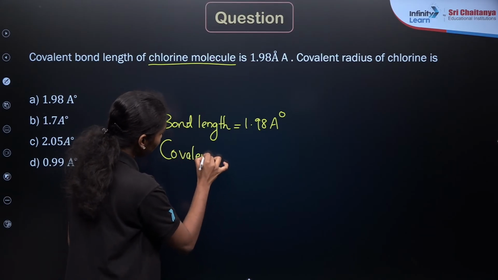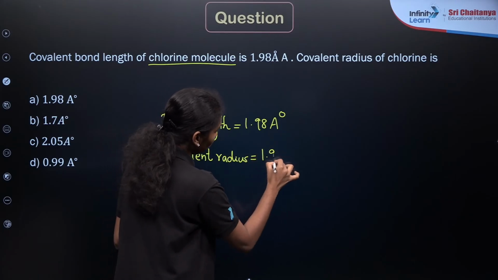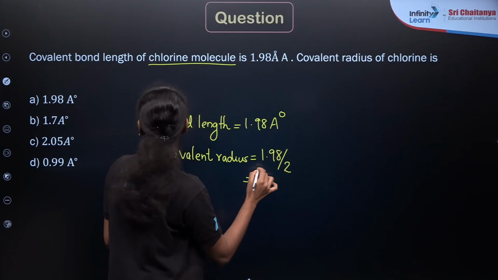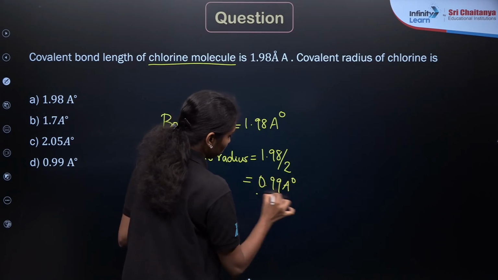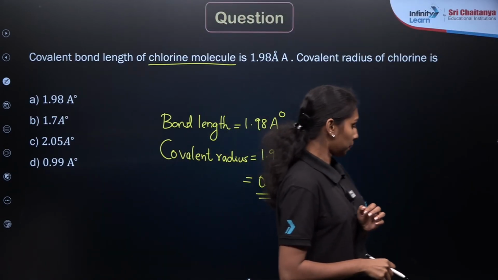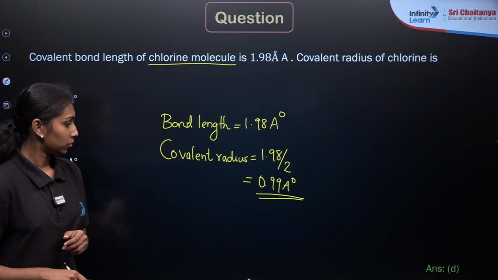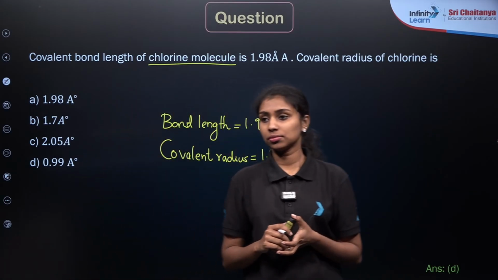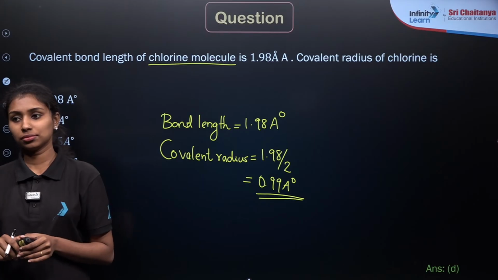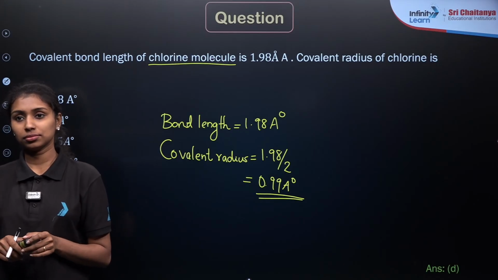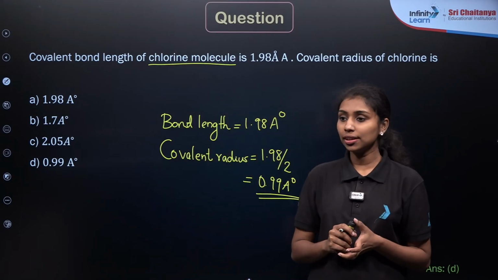So if I am taking the covalent radius of chlorine, it will be 1.98 by 2. That is equal to 0.99 angstrom. So option D will be the correct answer. Is the question clear?